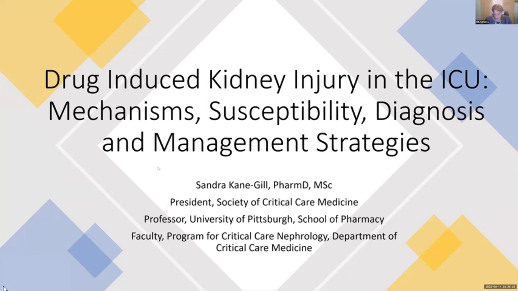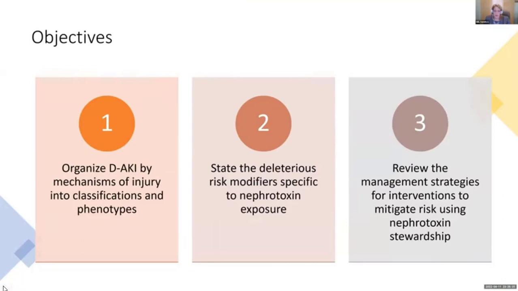So for today, we want to just talk about how to organize drug-associated acute kidney injury. How do we think about it by mechanisms? What are the different types of injury that drugs can cause so that we can classify it and talk with regards to different phenotypes? We want to think about the deleterious risk modifiers. What puts somebody at risk for developing acute kidney injury? What kind of sets them over the edge so that they actually do develop the acute kidney injury, especially after nephrotoxin exposure? And then we're going to talk about the management strategies.